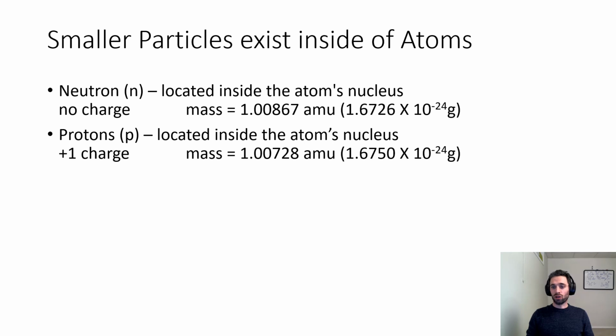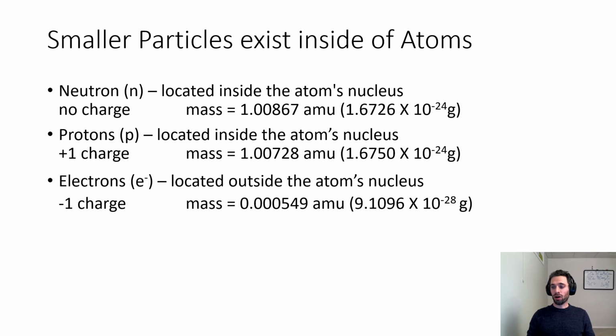The next particle is the proton, or P. This is also located inside the atom's nucleus. This has a positive 1 charge. Its mass is 1.00728 AMU, which is almost the same as the mass of the neutron. And even smaller in terms of mass is the electron. The electron is located outside the atom's nucleus. It has a negative 1 charge. Its mass is 0.000549 atomic mass units. That thing is tiny.